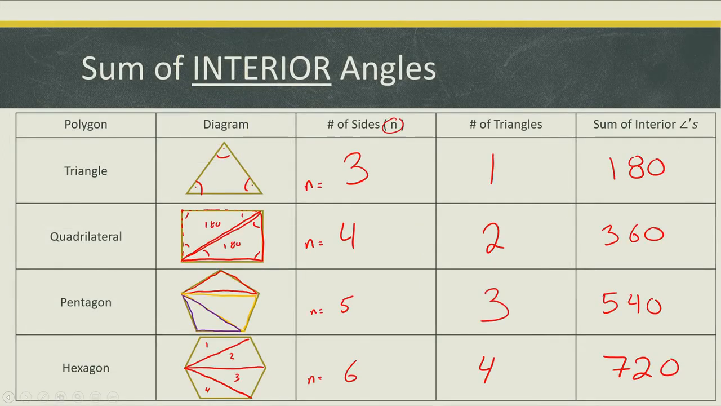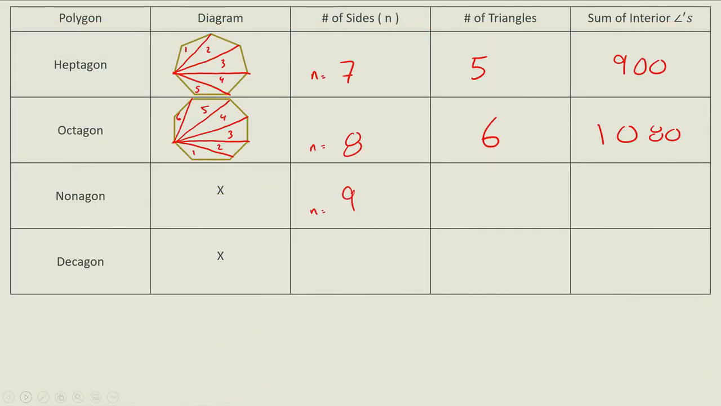We started off with 3 sides, which gave us 1 triangle. 4 sides gave us 2 triangles. 5 sides gave us 3. 6 sides gave us 4. And now we're following that same pattern where 7 gives us 5, and 8 sides gives us 6. So we see the pattern here that for every number of sides, we can fit 2 less triangles. For a polygon that has 7 sides, we subtract 2 and we get 5 triangles.